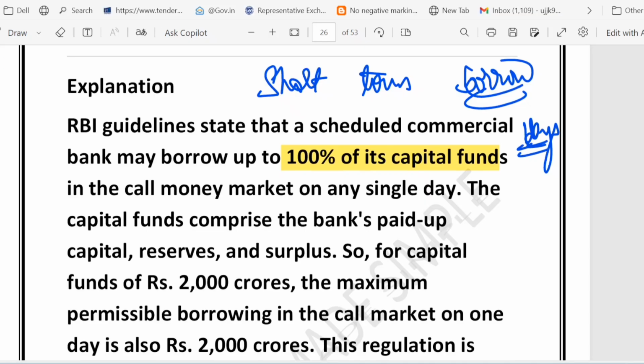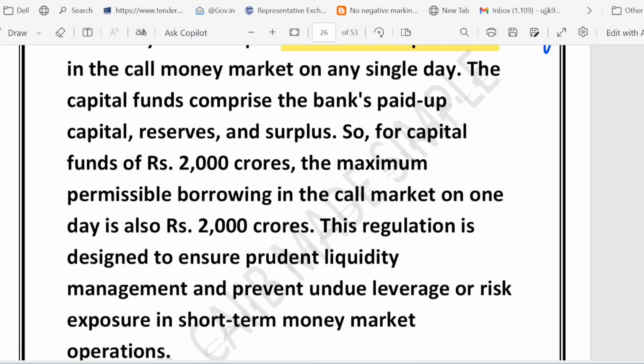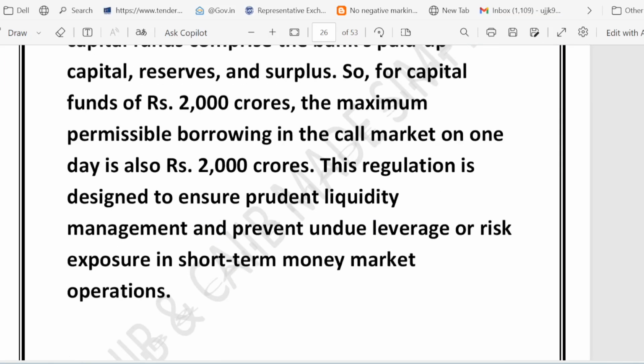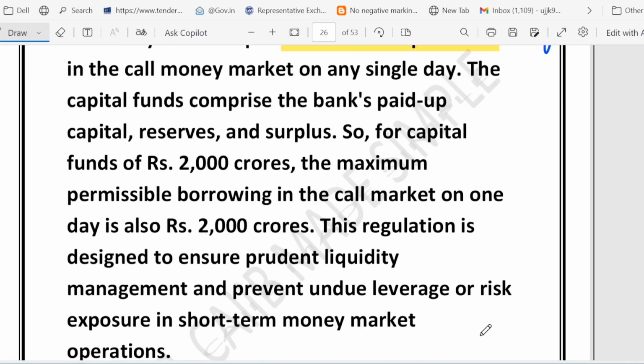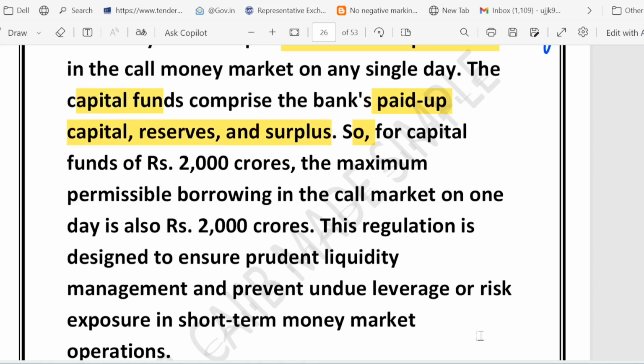And capital fund includes three things. Capital fund includes paid up capital plus reserves plus surplus. Whenever I say capital fund, you see this word they have written. First of all, paid up capital plus reserves plus surplus, right? These three things combined together form the capital fund. So 2000 crore capital fund is the maximum 2000 crore borrowing limit.